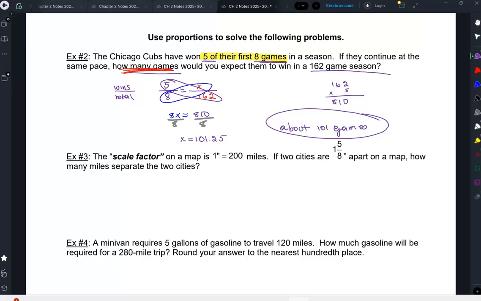Oh, if you just do like 810, right? 8 goes into 8 one time. Well, that's the thing, is they won't. Like mathematically, if this was a random proportion, it would be 101.25, but in real life, that translates to 100.